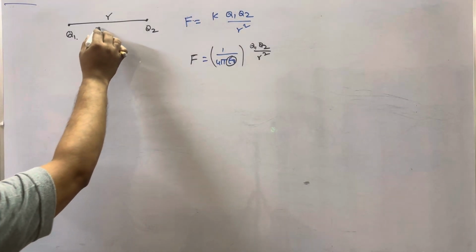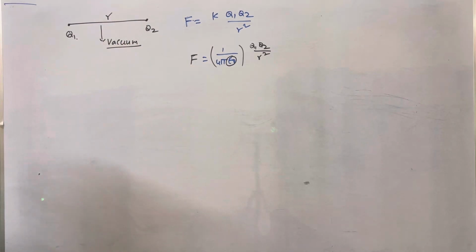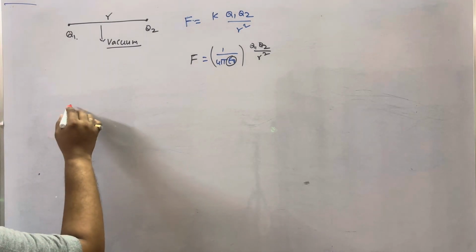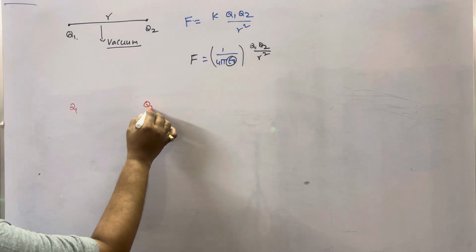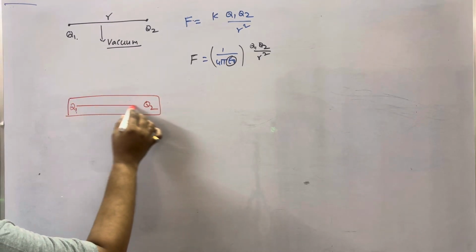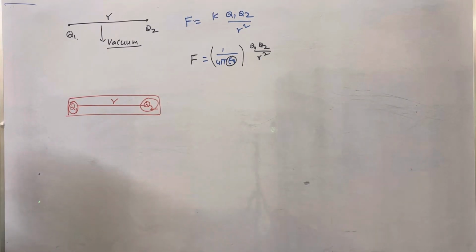Here, what is the medium? Vacuum. In air or in space or in vacuum we placed them. Now the same charges Q1 and Q2 are placed in a medium, with the same separation and the same charges. Now how do we have to write the new force?